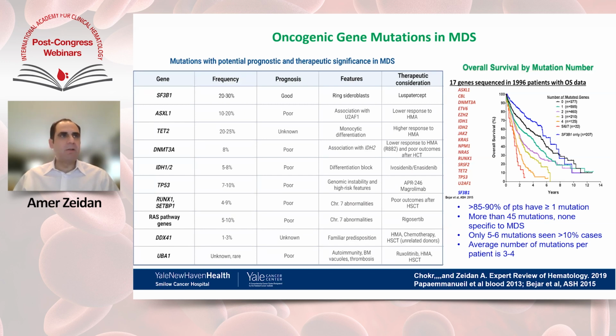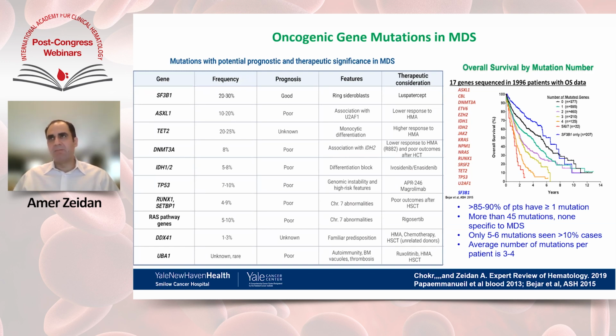And you can see a very long list of mutations. There are more than 40 of them. They are recurrently abnormal, they are somatic, and they occur with different frequencies, as you can see in the table. However, the problem in MDS is that only a few of those mutations, 5 to 6 of those mutations, occur in more than 10% of all the cases of MDS.